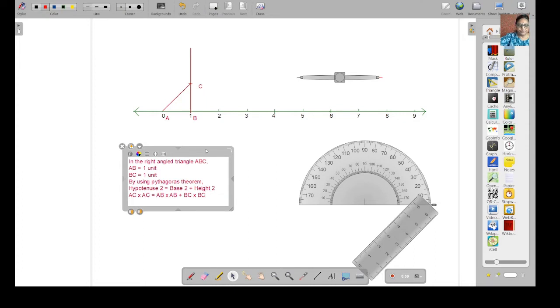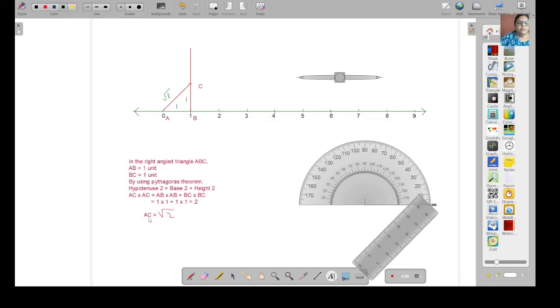BC. So what is AB into AB? 1 into 1 is equal to 1 into 1 plus 1 into 1. So that is equal to 1 plus 1 is equal to 2. So AC into AC is equal to 2. Then what is AC? AC is equal to root 2 units.